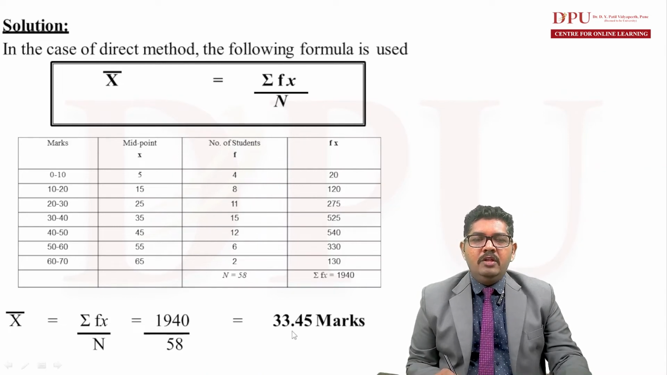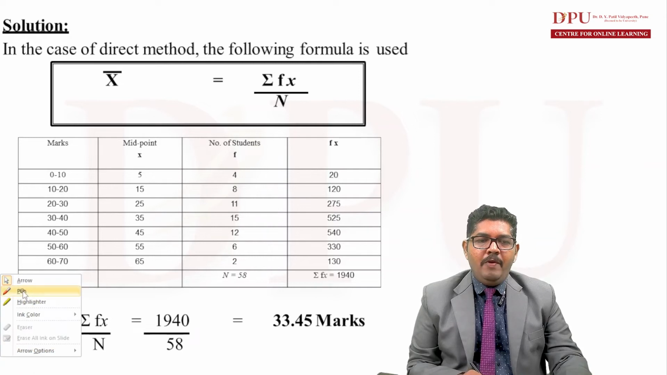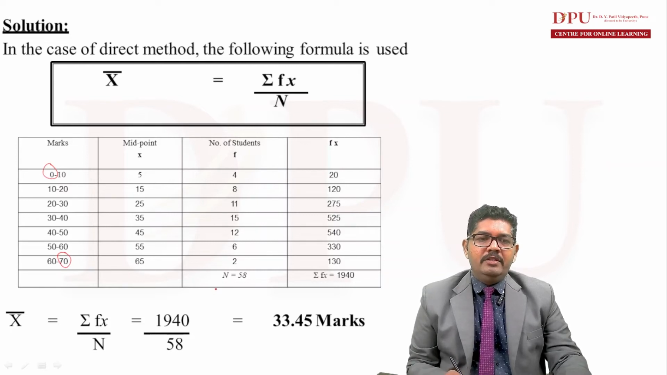Now one thing which must be noted here is that this arithmetic mean value, 33.45, always lies between these two values. This particular value should always lie between 0 and 70. So it cannot be less than 0 and cannot be greater than 70.